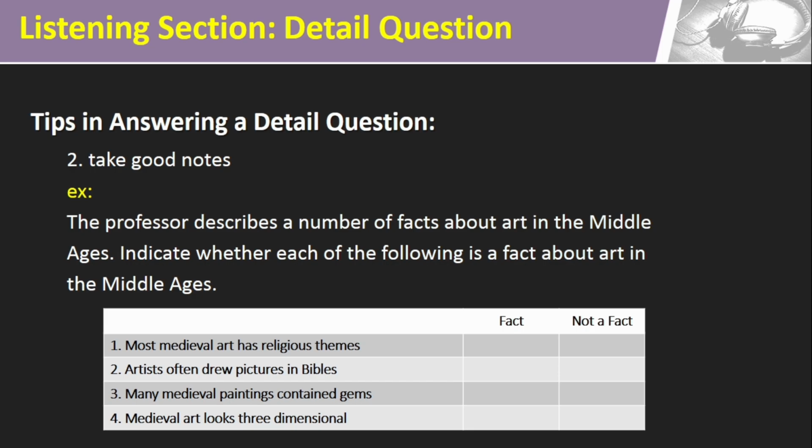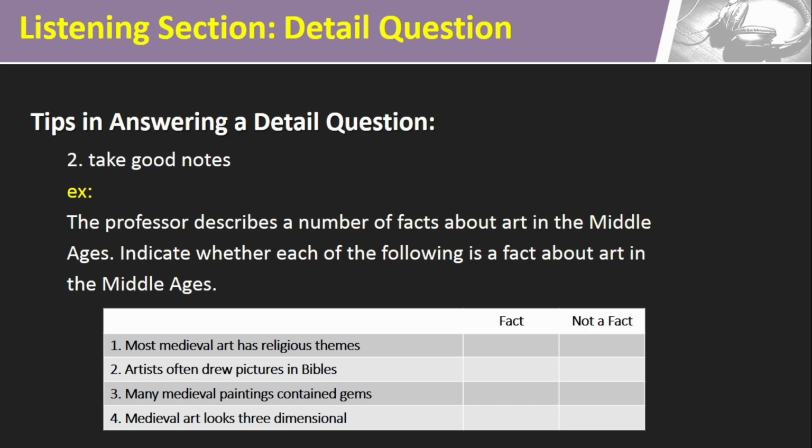Statements 1 and 2 are both factual. For the first statement, the professor mentions, this explains why religious themes dominated medieval art. As for statement number 2, the professor says, artists also illustrated Bibles and other religious books by drawing pictures in them. Statement 3 is not a fact, because the speaker does not mention anything about medieval paintings having gems in them. Likewise, answer choice 4 is not a fact, because it is Renaissance art that looks three-dimensional, and not medieval art, which looks more like two-dimensional.